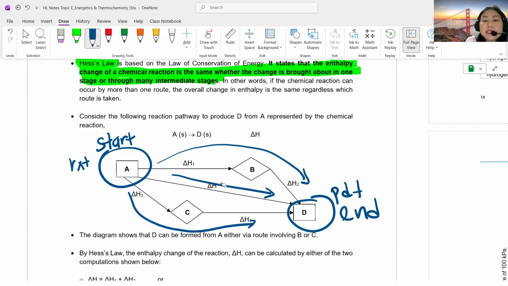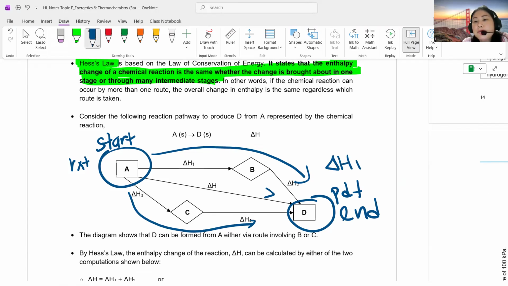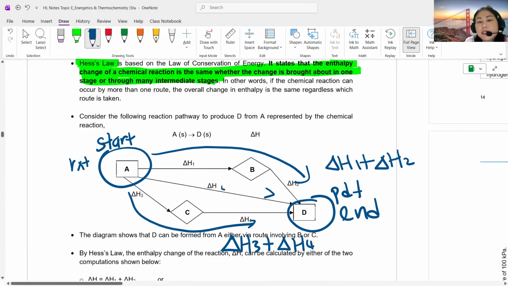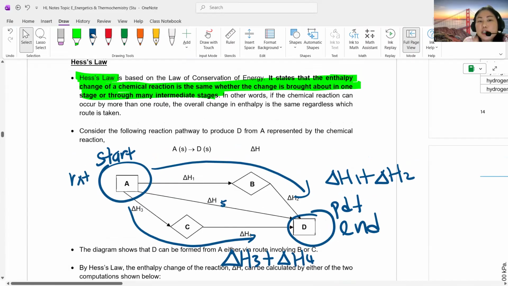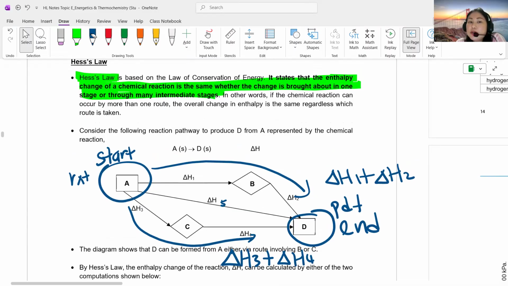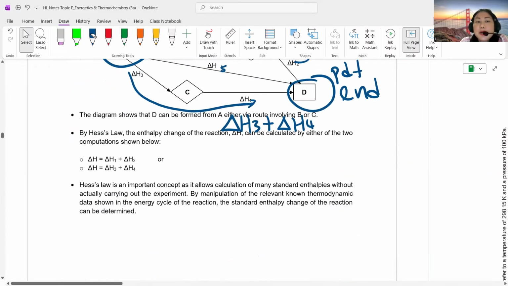So if the first pathway is the sum of delta H1 plus H2, then this pathway is delta H3 plus H4, and if we call this H5, then we can say that H1 plus H2 equals H5. H3 plus H4 equals H5, right? So the enthalpy change of a reaction is only dependent on the starting reactants and the ending products. So it's independent of the pathway. So we can calculate the enthalpy change using many different ways that we are going to look at.